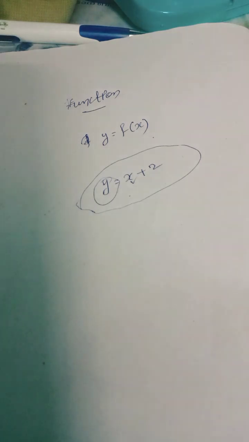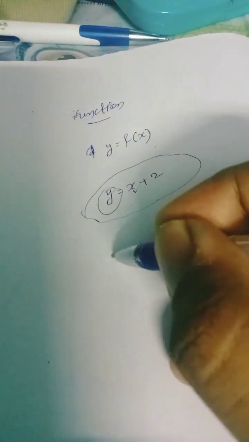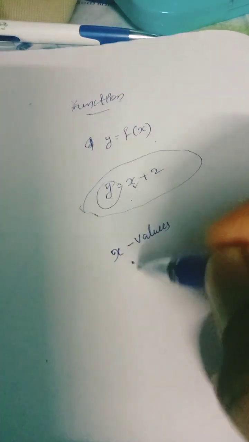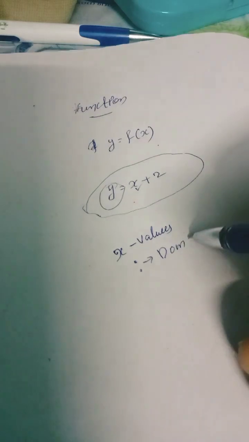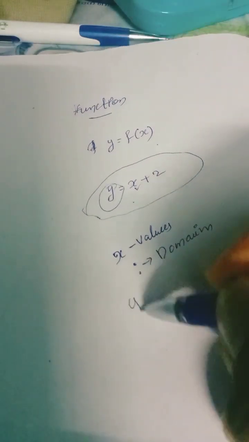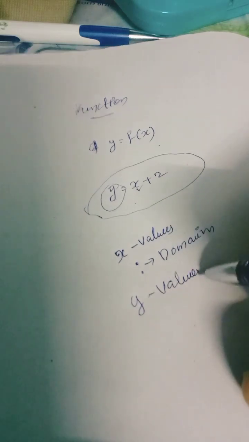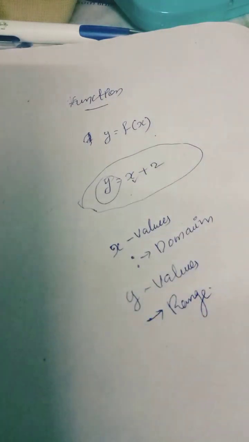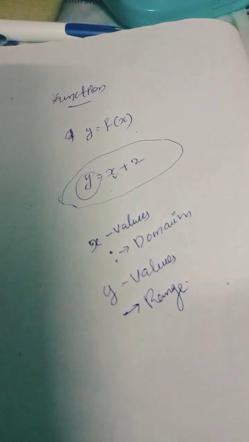So here the x values are known as the domain, and the y values are known as the range. So here the x values are known as domain and y values are known as range. So I think it's clear. Let's go to another topic.